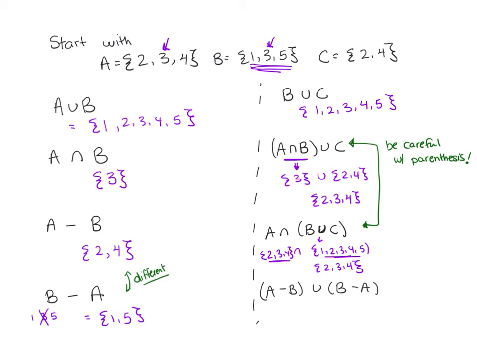Okay, moving along, let's do one more. We want to do the union of A minus B, which we already found to be 2, 4, and B minus A, which we found to be 1, 5. So if I union those, I get 1, 2, 4, 5. Make sure you go through these examples and check that they make sense. See if you can do similar ones on your own.